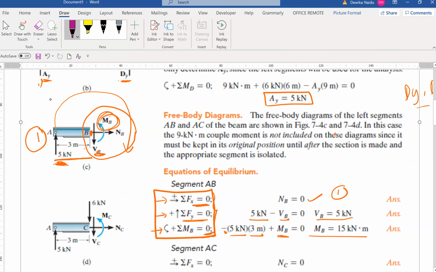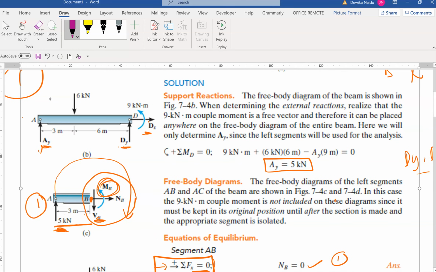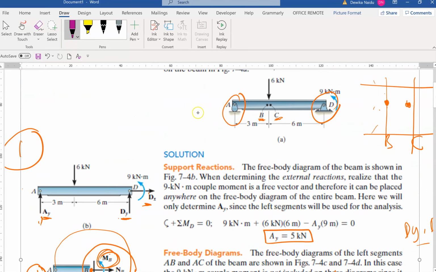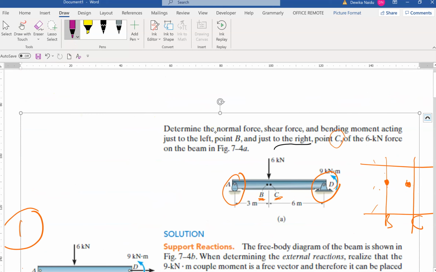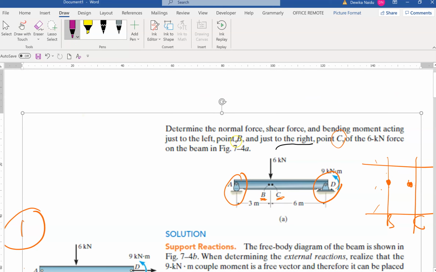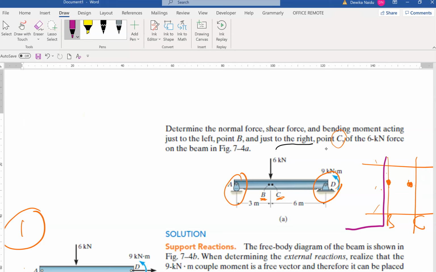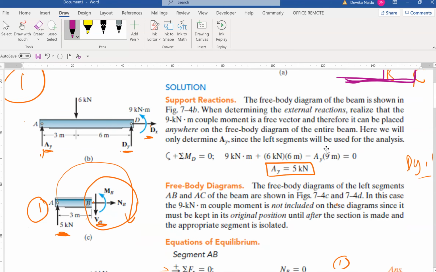So what is segment AC? Segment AC is the second part of the question, which is what? Okay, let me just go there. Moment acting just to the left of point B and just to the right of point C. So just now you did this part, right? Just before the B. And the next one, they are actually asking just to the right of point C, which means they want this whole segment. So to the right of C means it will include the 6 kilonewton.